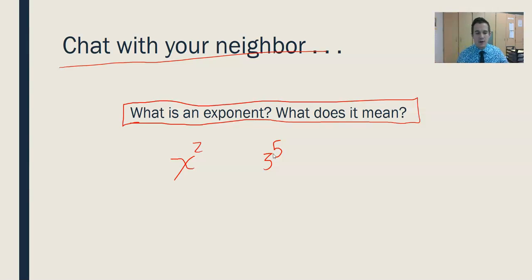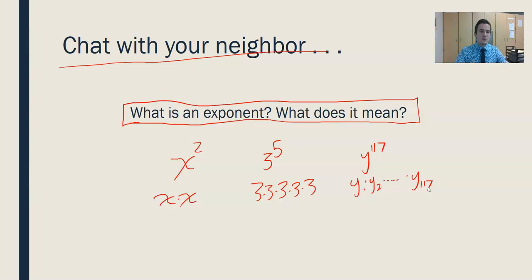Well, an exponent represents the number of times that I am multiplying something by itself. So x squared means I'm multiplying x by itself 2 times. So x times x. 3 to the 5th means I'm multiplying 3 by itself 5 times. So 3 times 3 times 3 times 3 times 3. If I had y to the 117th power, that would mean I'm multiplying y by itself 117 times. So that's what an exponent means. That's what we're going to be talking about throughout this video. We're going to be utilizing this knowledge in just a minute.